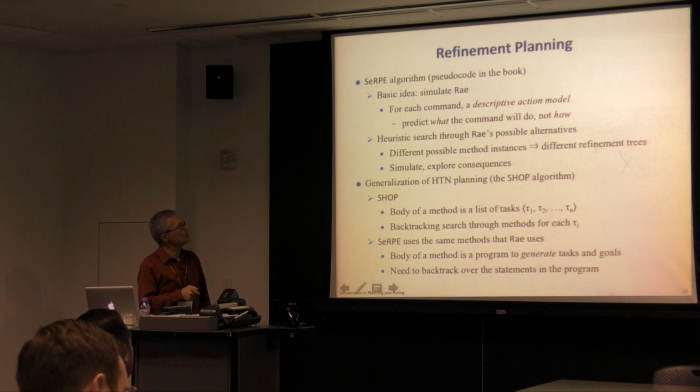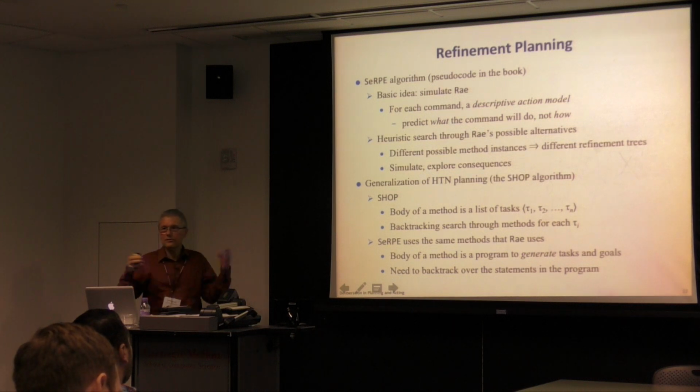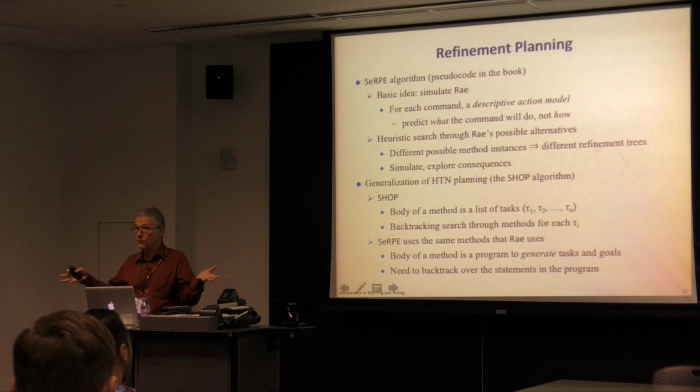And then we do a heuristic search through the possible alternatives. If you have different possible method instances, that may lead to different refinement trees. And you can simulate what would happen in each of them and explore the consequences. Okay?